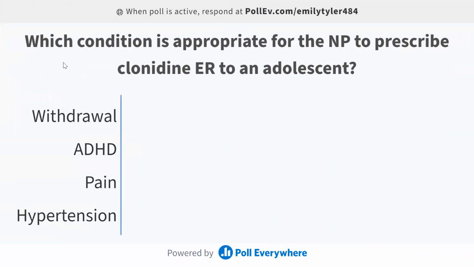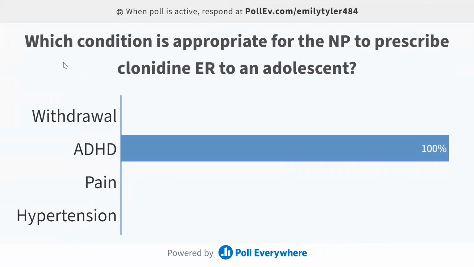What condition would be appropriate for you to prescribe clonidine extended release to an adolescent? Confidence there. Yeah, clonidine extended release we would give for ADHD patients. That is 100% correct.